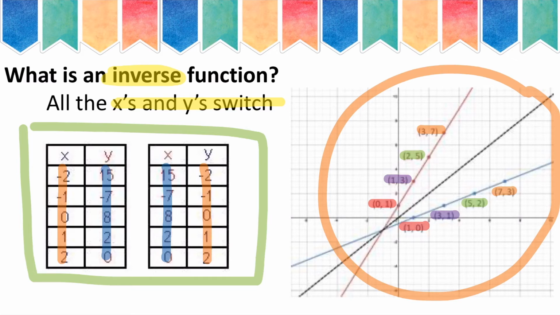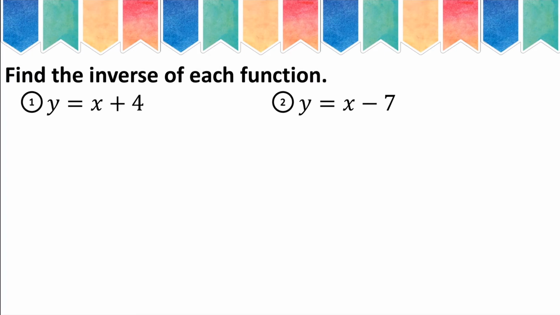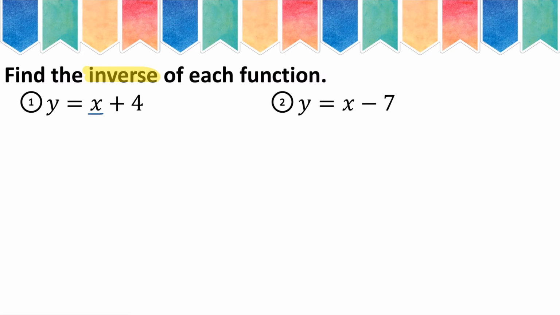So let's look at how we find the inverse of a function algebraically. Again, anytime we see the word inverse, we need to think our x's and y's are switching. So our x and our y are going to switch spots. This equation will become x equals y plus 4. And now our job is to get the y by itself.